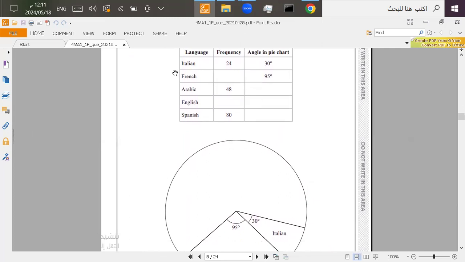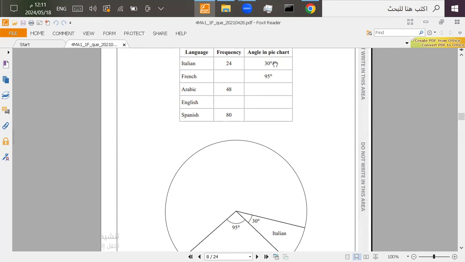Now here we have Italian, 24 people, and the angle is 30. French, we don't know how many people, but we know that the angle is 95. And this is given here on the pie chart, the angles of the Italian and the French. Now we need to know how many people said French. To know that, we need the total number of people, or we can use the things that we have here. Because we don't have the total number of people, it means we're going to use the table here.